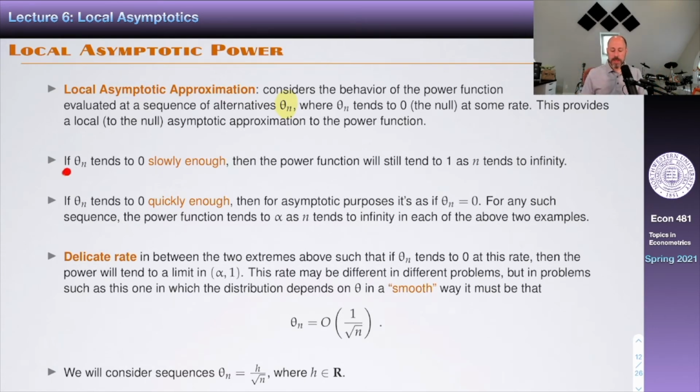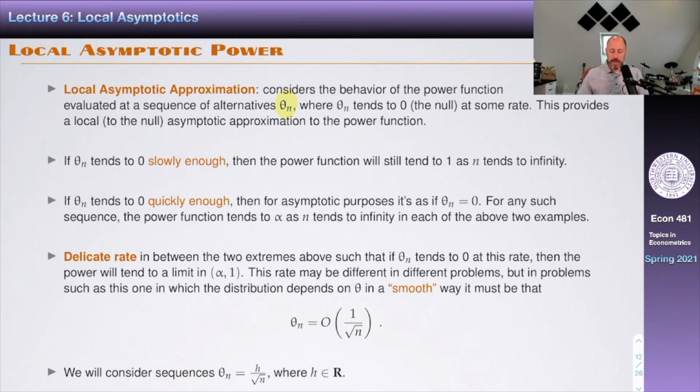So here it says if theta n tends to 0 really slow, well, that is going to be the same as just considering a fixed theta, because then the power is going to go to 1. You can let theta move, but the power is going to go to 1. But if theta n goes to 0 too quickly, you just take a sequence that is really fast, well, that is going to be the same as if you are at 0. Okay, so you're just going to reject with probability alpha. So if it goes too fast, you get alpha. If it goes too slow, you get 1. So what's the magic number?